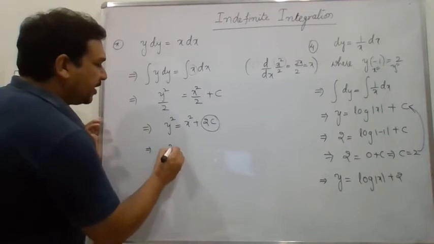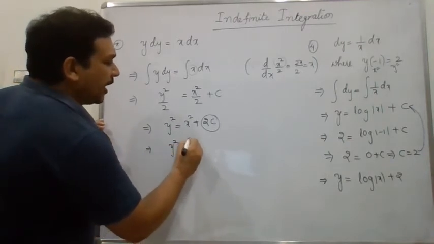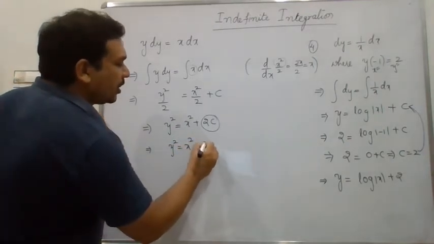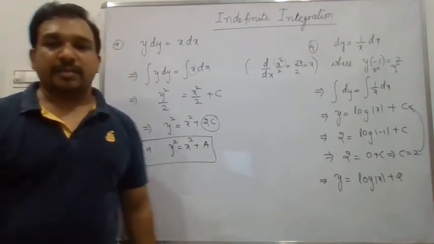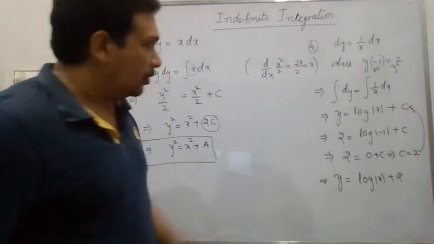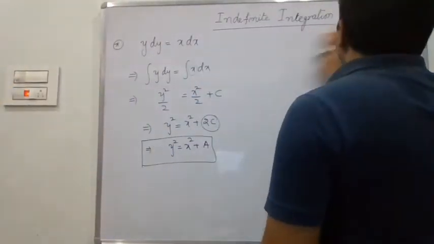So I can write it as y square is equal to x square plus a simple constant, capital A, B, or C, anything you can write. Clear? Now we will go with some formulas.